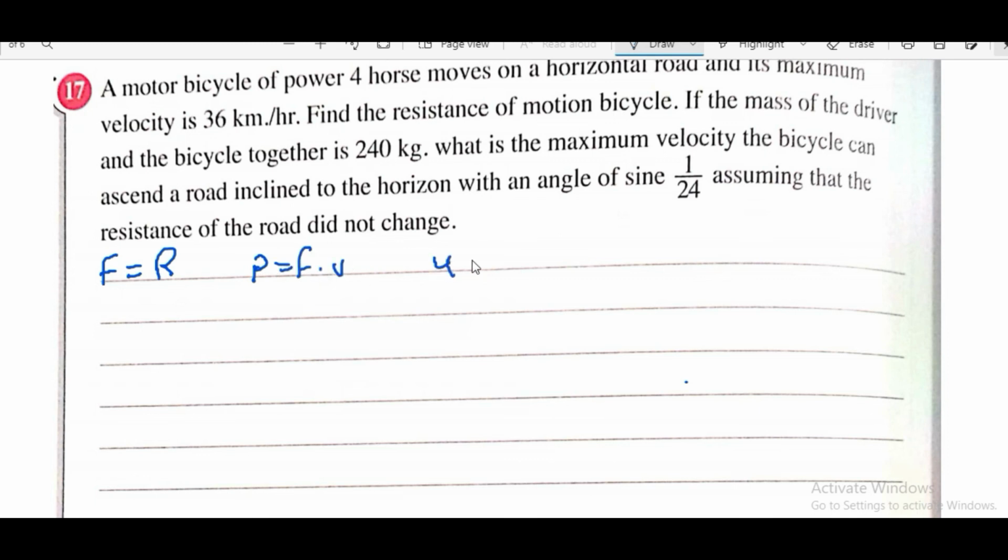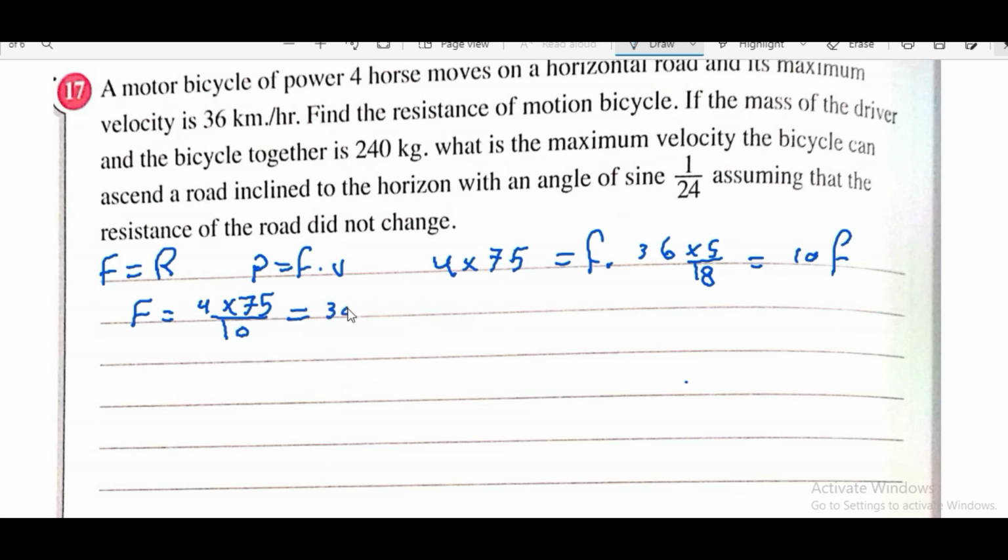the power is 4 horse times 75 so that it is in kilogram weight. The force is unknown. The velocity is 36 times 5 over 18, so it will be 10F. Therefore F equals 4 times 75 divided by 10, it will be 30 kilogram weight. Therefore R equals 30 kilogram weight.